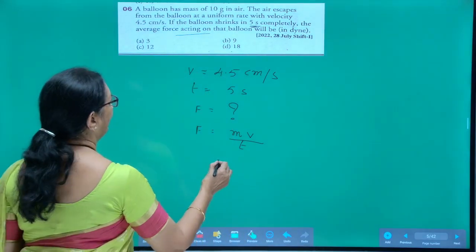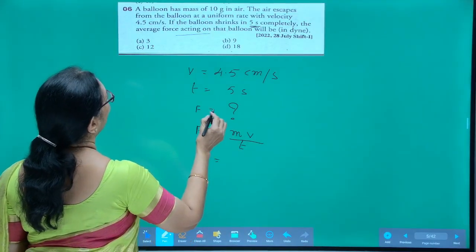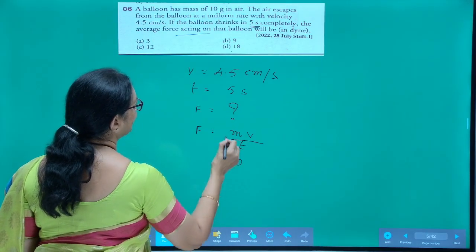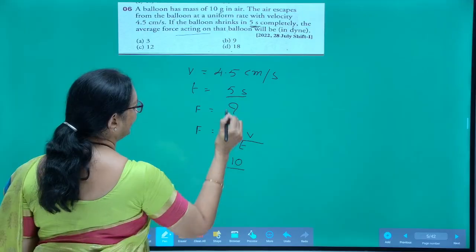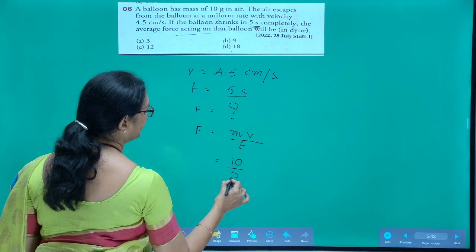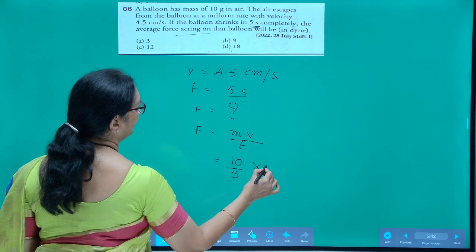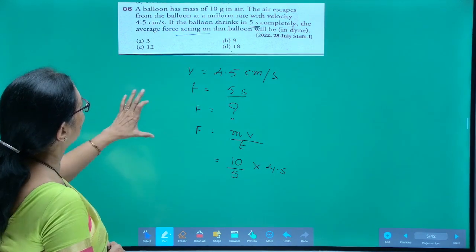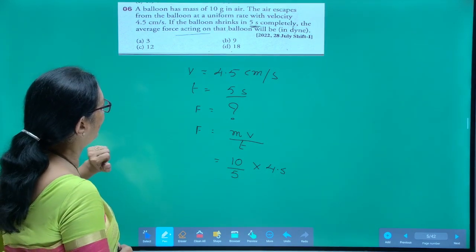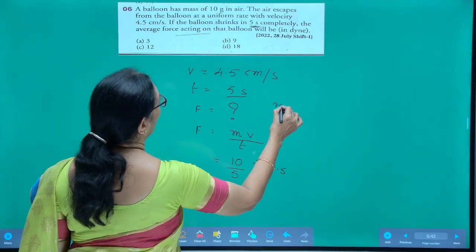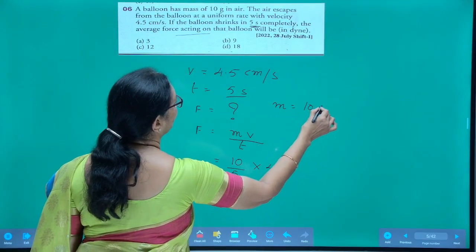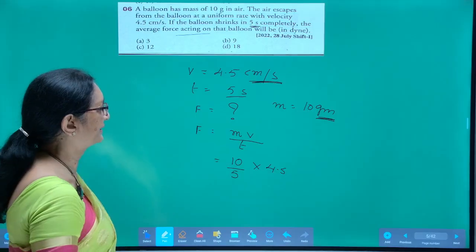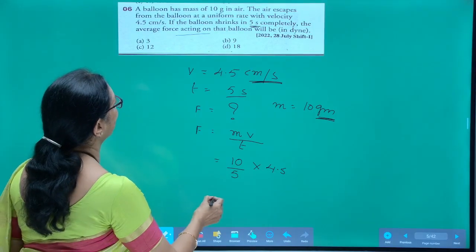So, here the mass rate is 10 grams. Initial mass is 10 grams. It is completely collapsed in 5 seconds, t, and the velocity of the balloon is 4.5. If you notice this, everything is given in the CGS system. Mass is given as 10 grams, velocity is given in centimeter per second. So, everything is in the CGS system.